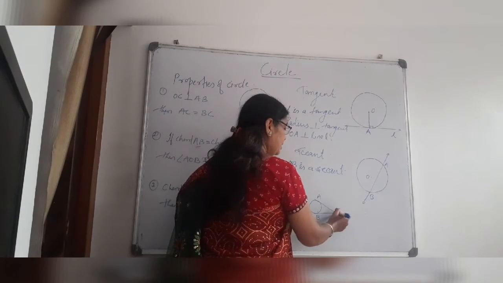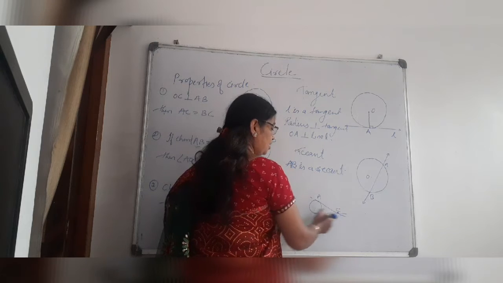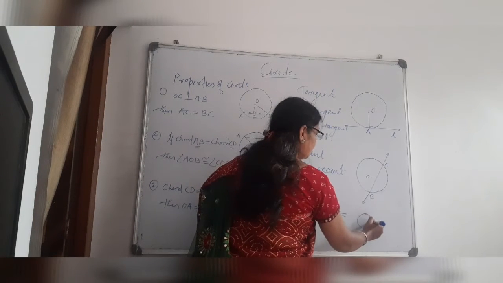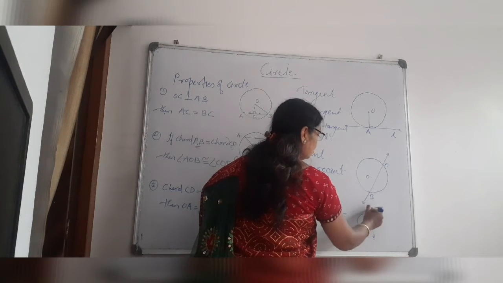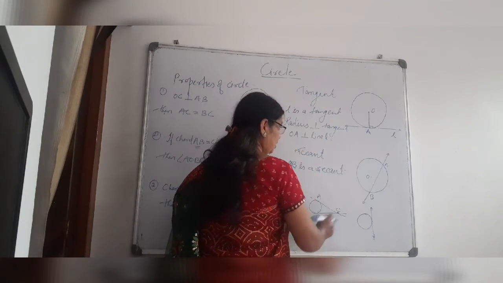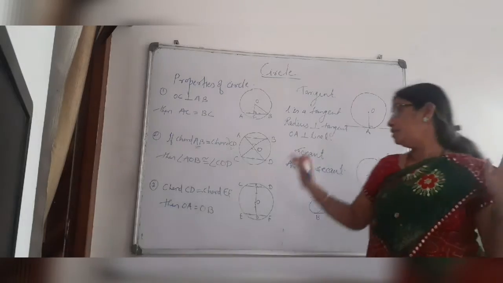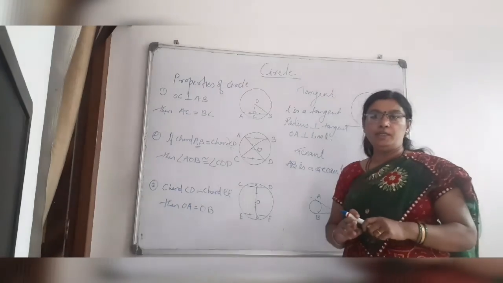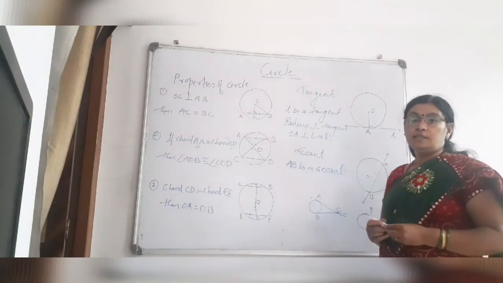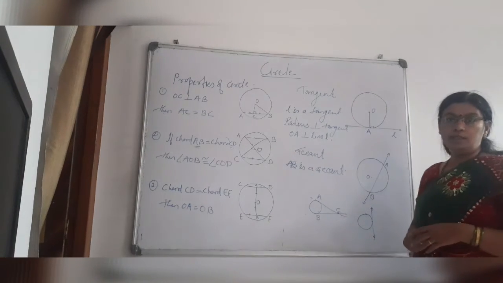Now we have already seen how many tangents can be drawn. If the point is exterior to the circle, how many tangents? Two tangents. If the point is on the circle, how many tangents can be drawn? Only one tangent. Now write down all these properties and definitions of tangent and secant in your copy. In the next period we will see the theorems that depend on tangents.